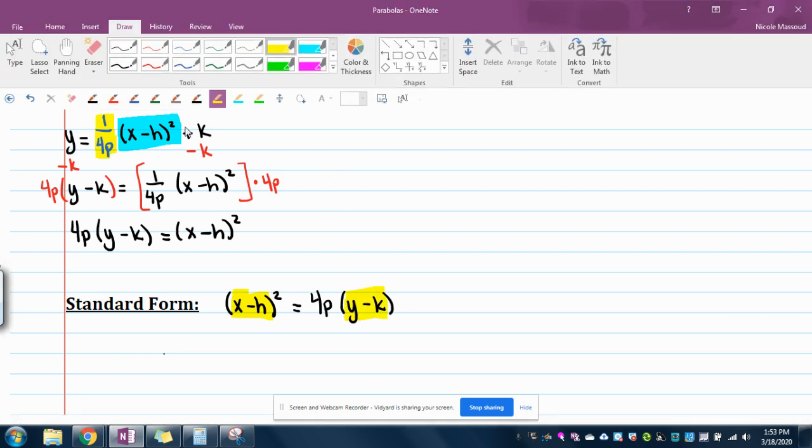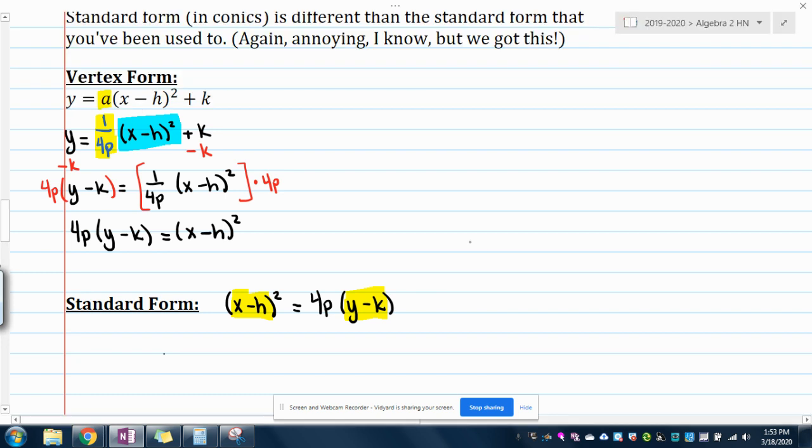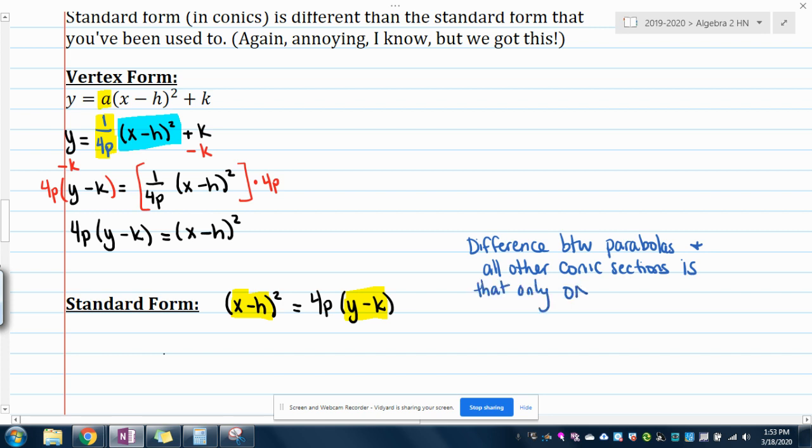But the difference between, I'm going to write that here because it's really important: the difference between parabolas and all other conic sections is that only one variable is squared.